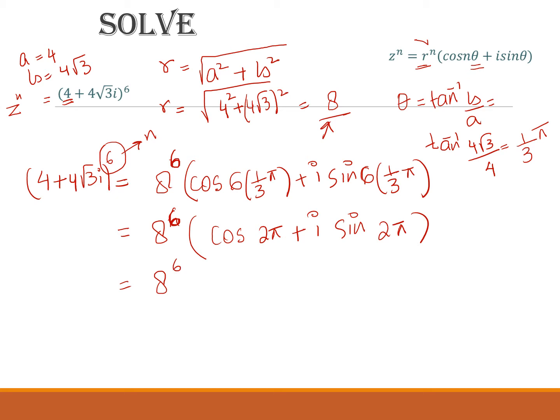As I said, make sure that your calculator is in radian mode. So cos 2π is 1, plus i times sin 2π, which is 0. Anything multiplied by 0 is 0. So you will get 8 to the power 6 times 1, that is 8 to the power 6. Calculate 8 to the power 6, which equals 262144. So that is your complete answer.